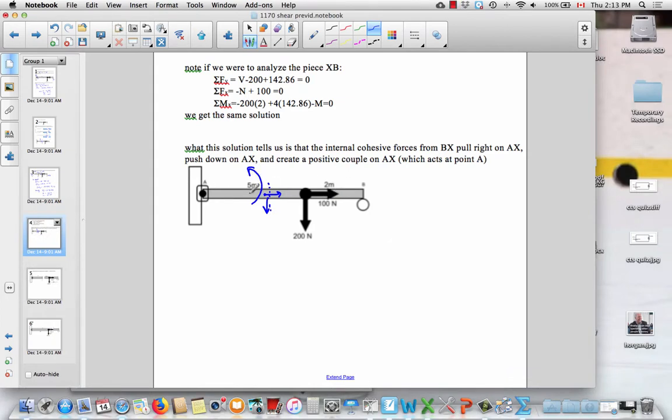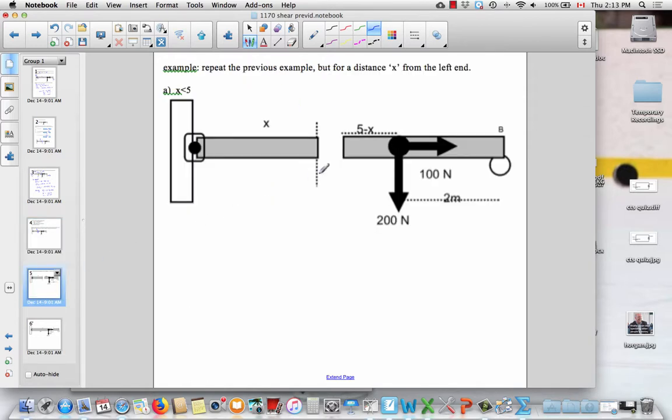Let us, instead of focusing on the point 3 meters from the pin, let that distance be a variable. Then we can see how those internal forces vary along the length of the structural member. So instead of making a section at a distance 3, we now make a section at a distance x, where x is obviously a variable. We do need to consider two cases.